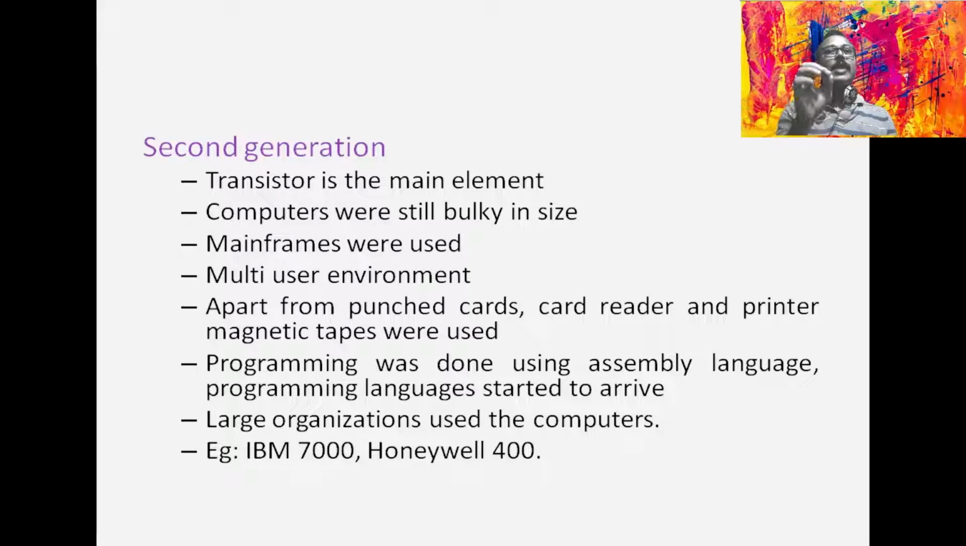Programming was done using assembly language. Instead of ones and zeros, assembly language uses symbols like A and B, where A represents something and B represents something, similar to your mathematics. So A plus B. Instructions were usually in the form of add, mult, div for divide, etc., which convey some information. They're relatively easy to understand compared to machine language. Large organizations used those computers, and IBM 7000 and Honeywell 400 are examples.